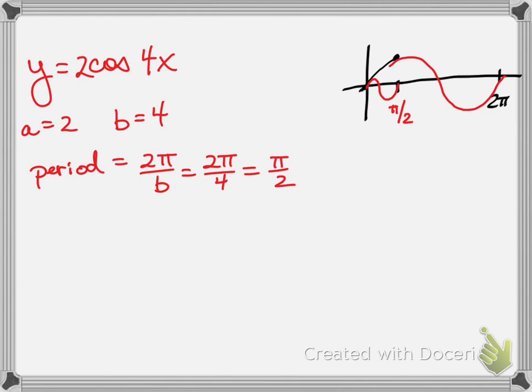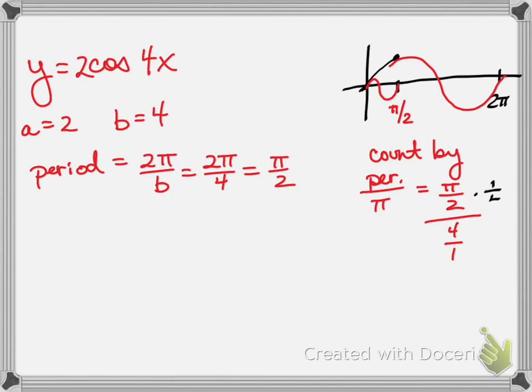And what do we count by? We are going to figure out what to count by doing the period divided by 4. So pi over 2 divided by 4. Make 4 a fraction and flip it up here and multiply by its reciprocal. Because you know we keep change flip. So instead of divided by 4, we multiply by a 4th. So we're going to count by pi over 8s.